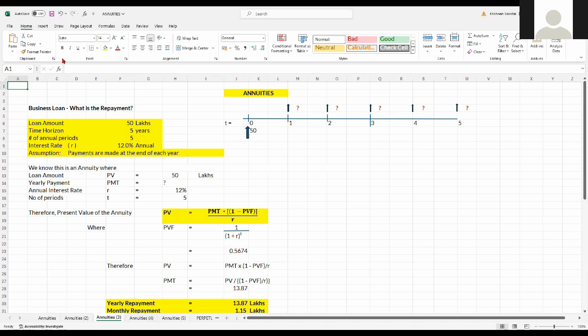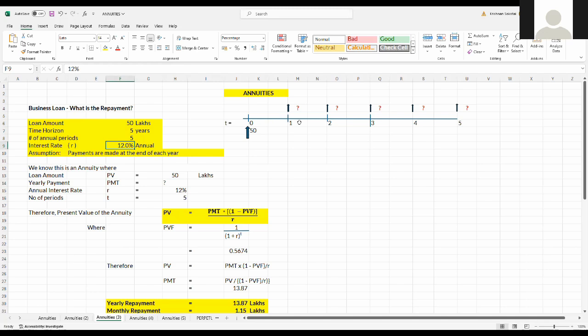So this is an example of a business loan where what is asked for is what is the repayment. That means what is the monthly or periodic payment that one needs to make as a result of the loan. So now let us say that the company has taken a loan of 50 lakhs. The time horizon is 5 years at an interest rate of 12% annual, and assume that the payments are made at the end of each year. So 50 lakhs loan, and what is asked for is how much payment the company has to make at the end of each year.